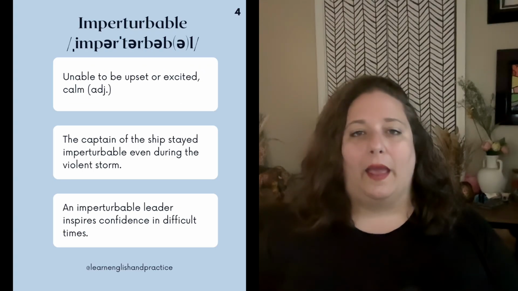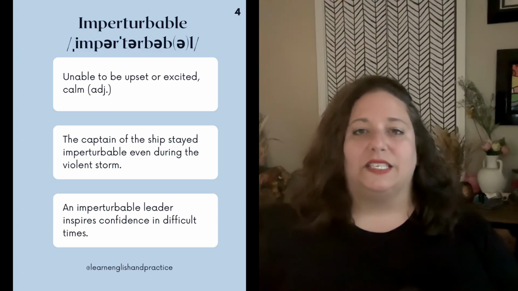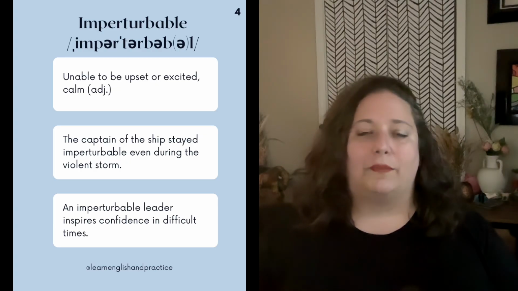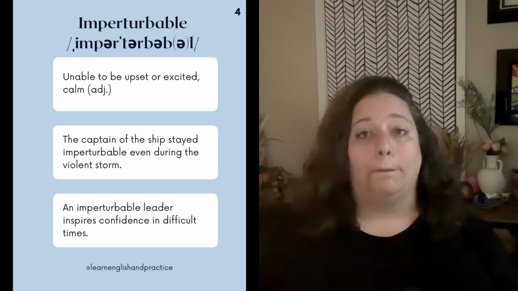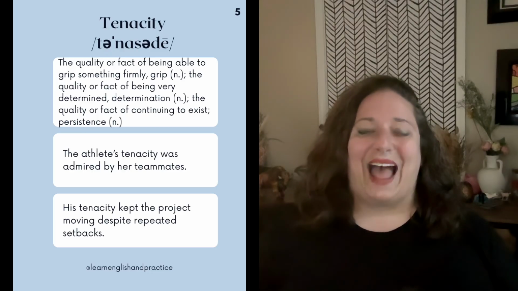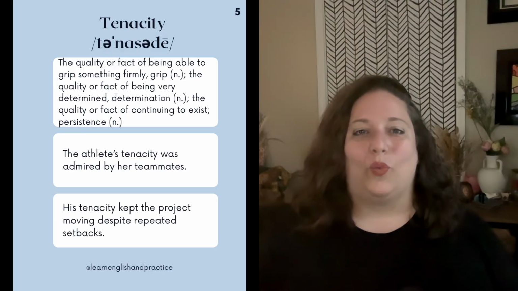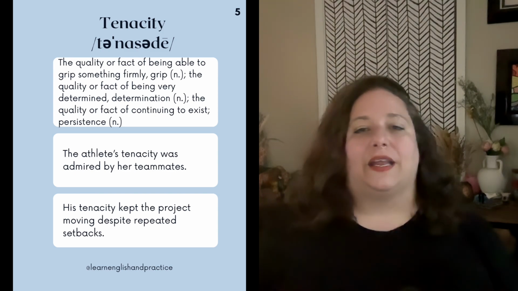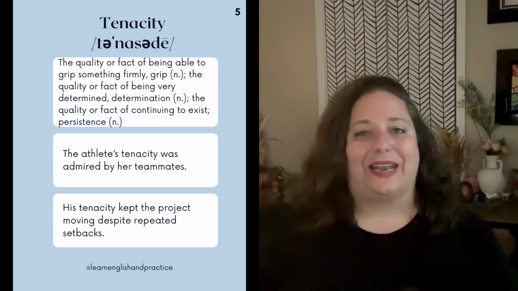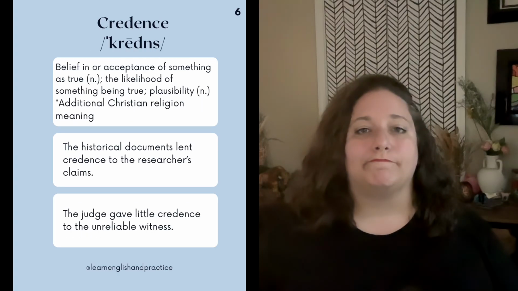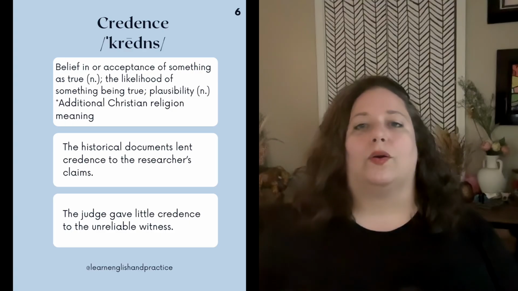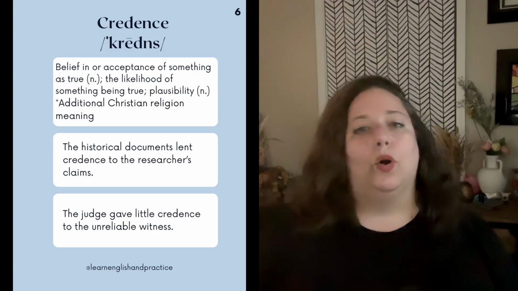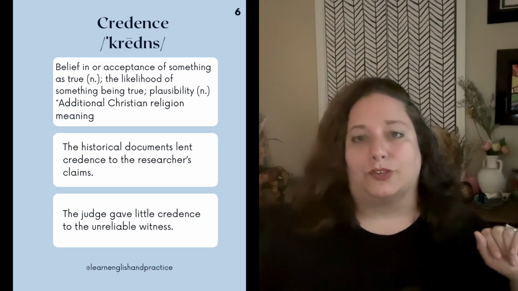Imperturbable. Imperturbable is not capable of being upset or excited, someone who's calm. Tenacity. Tenacity is the quality of being determined or having determination or persistence. Credence. Credence is a belief in or an acceptance of something as true or the likelihood of something being true.